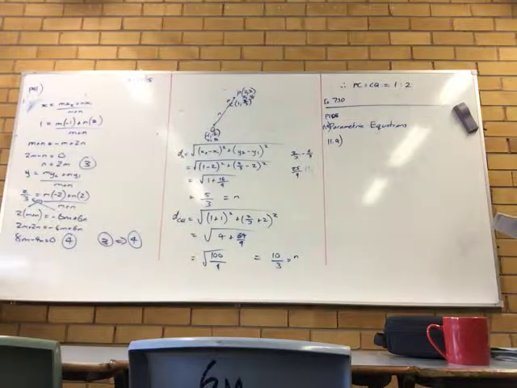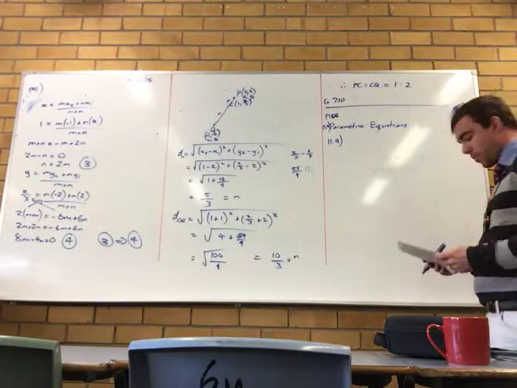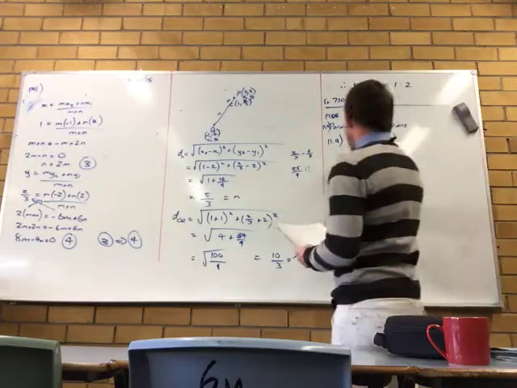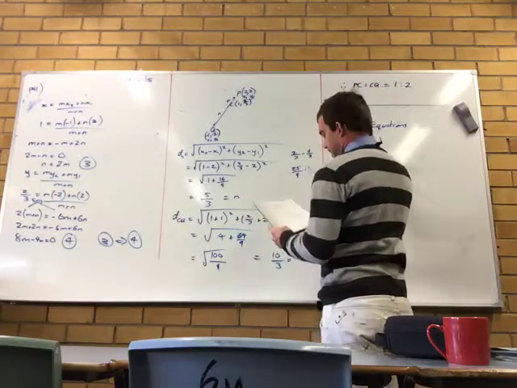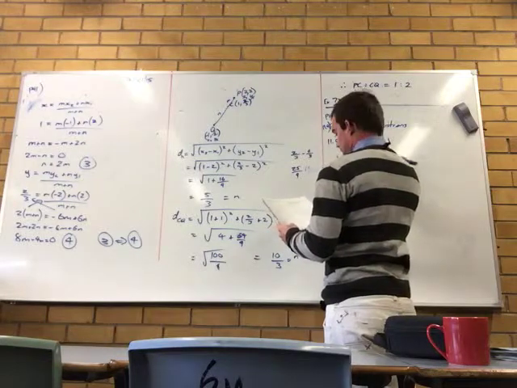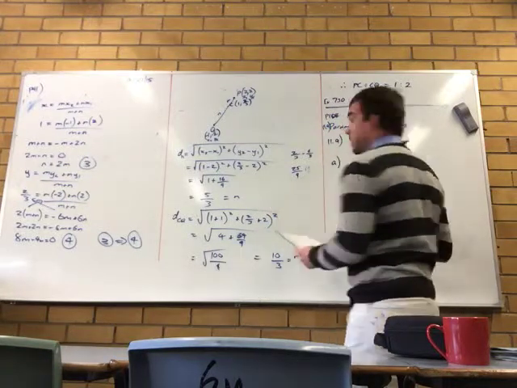So, any Cartesian equation can be represented as a parametric equation, and just about every single one vice versa. You'll be able to represent every single Cartesian equation in parametric form, but just about every parametric form, not all of them, can be represented back in Cartesian form. All right, A. Write y equals 2x plus 3 into parametric form.